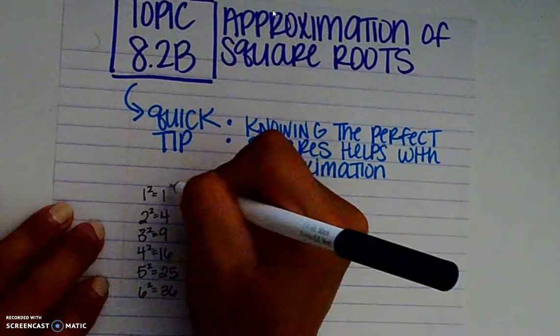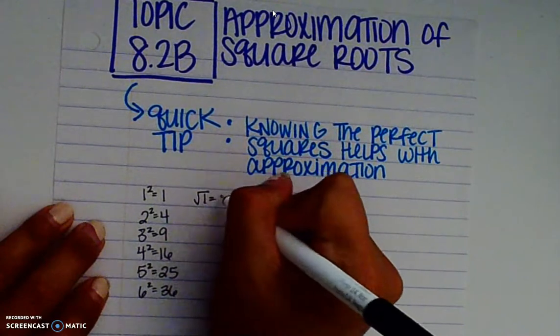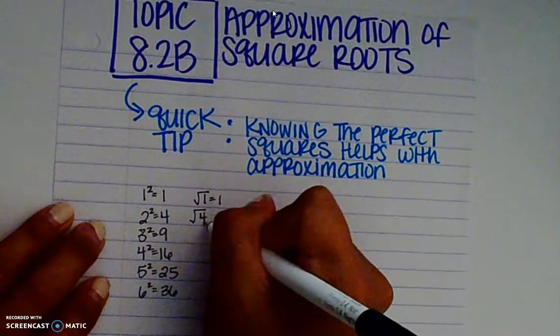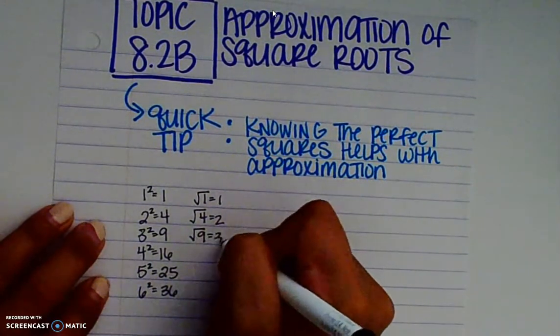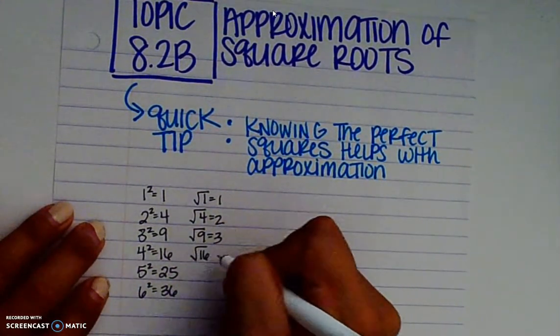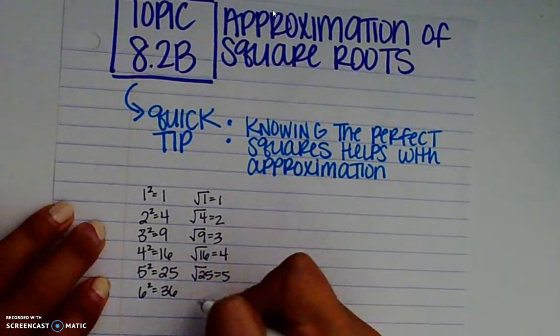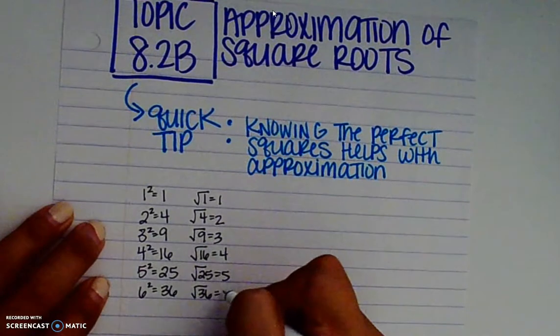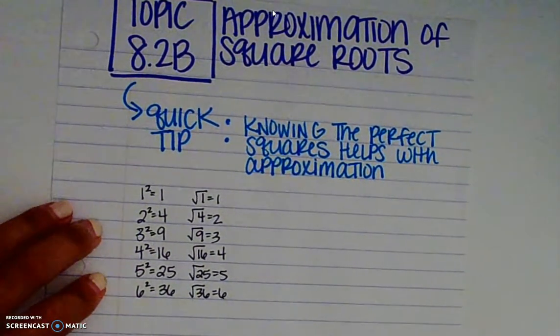So again, these are our perfect squares, and then if we were to work backwards, the square root of 1, we would get 1. The square root of 4, we would get 2. The square root of 9, we would get 3, and so on. Square root of 16 is 4. Square root of 25 is 5. And the square root of 36 is 6. And we could keep going if we wanted to, all the way down to 15.